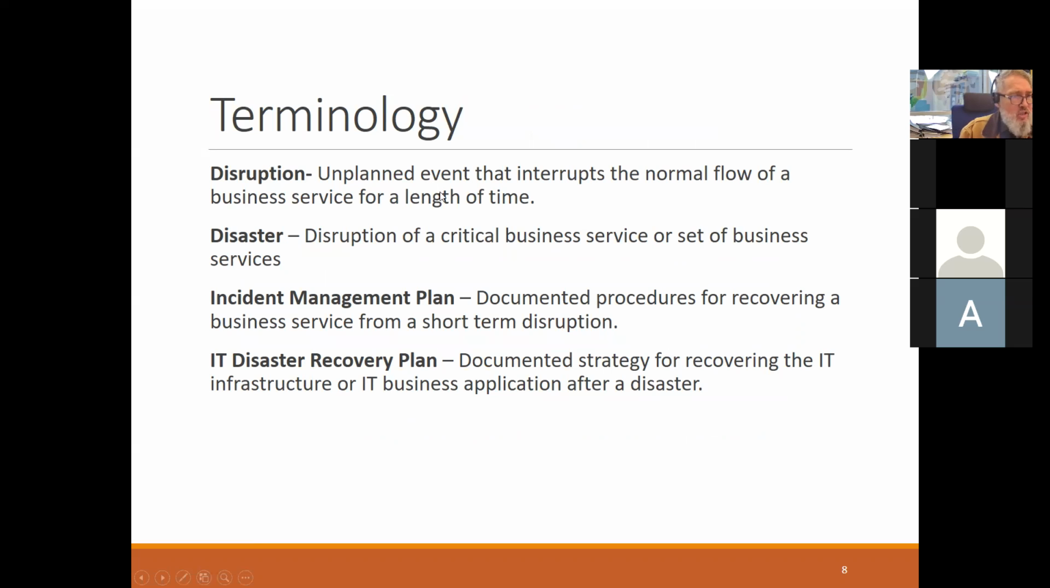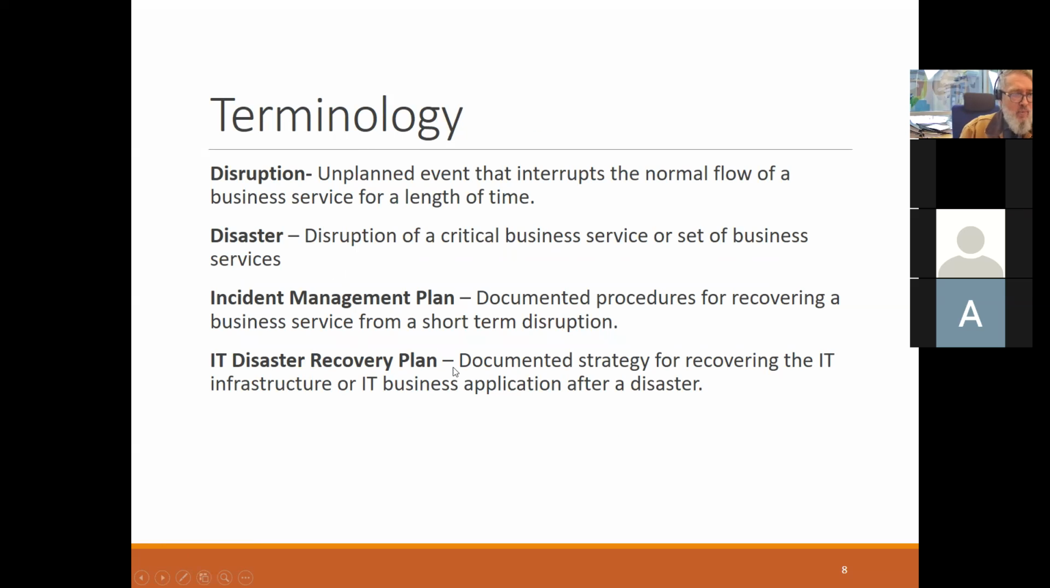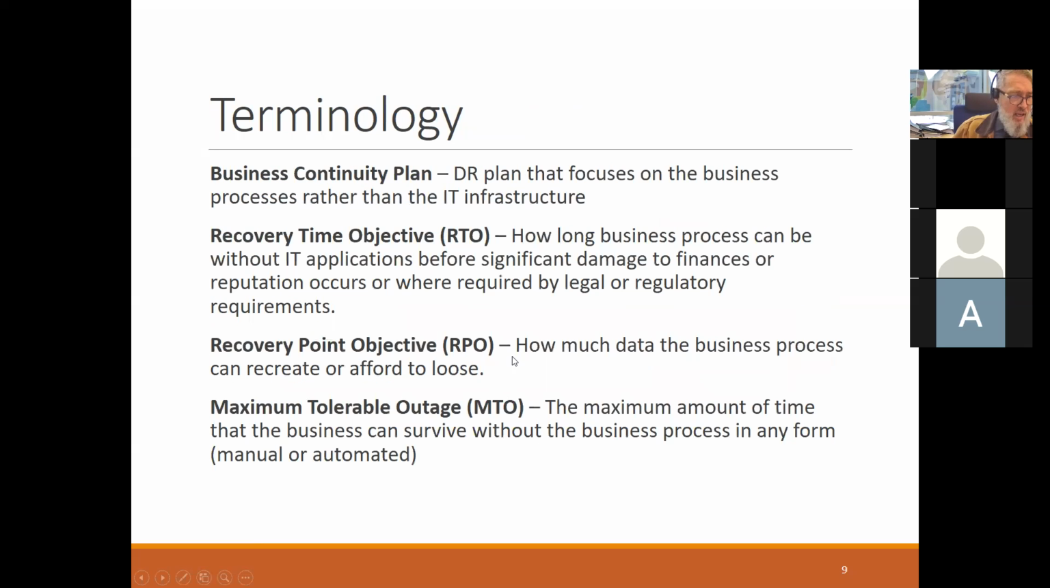All right, so disruption, that would be on the left of that diagram that we just talked about. So that's where we're having our incidents. Disasters, that's on the right. Disasters are things that affect whether we stay in business. So an incident management plan handles the things on the left. When I say on the left, I'm talking about this diagram here. And a disaster recovery plan handles the things on the right, the things that affect whether we stay in business or not.